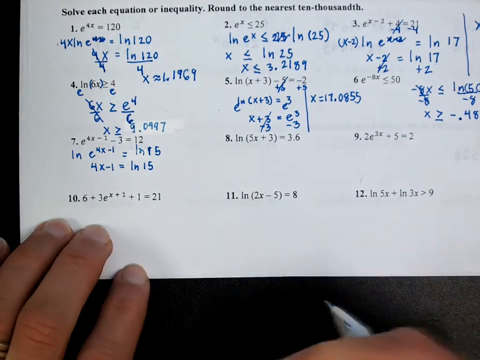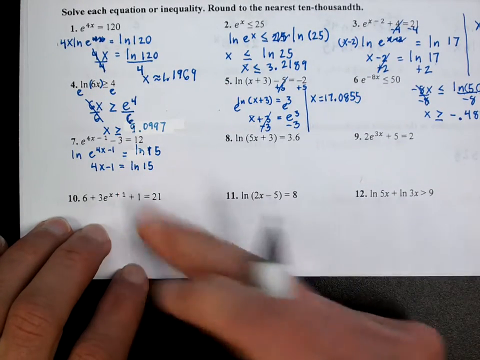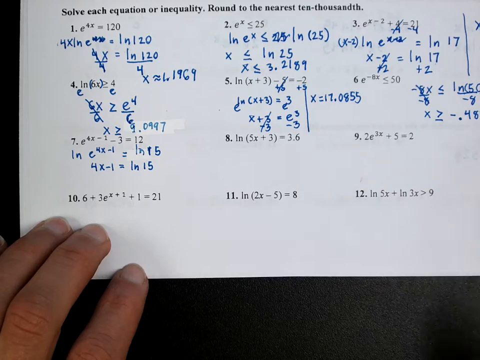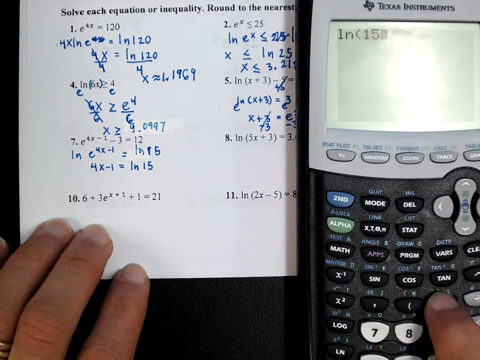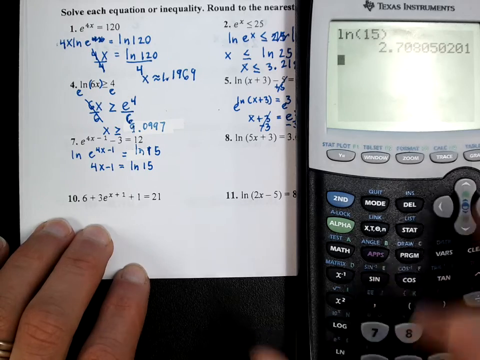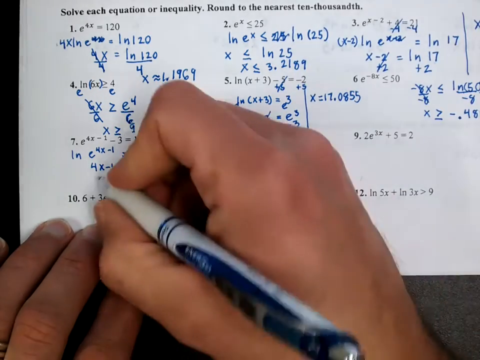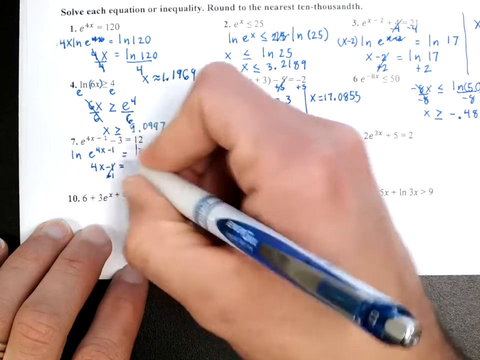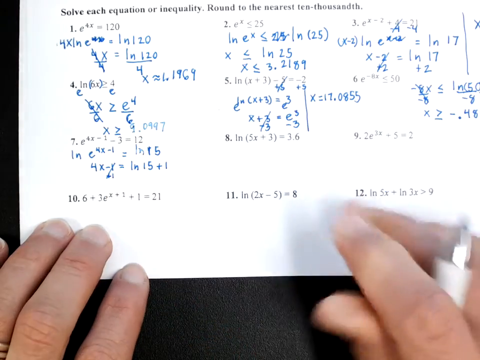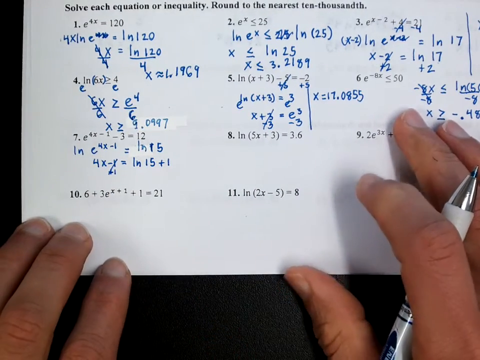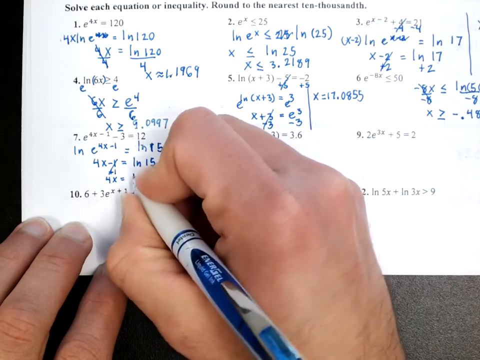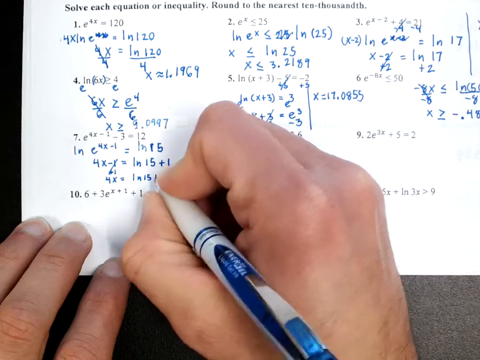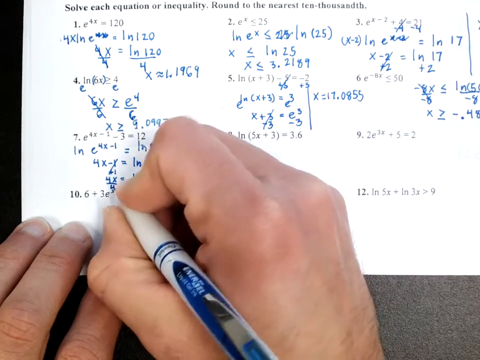So now it becomes like a linear function. Remember, natural log of 15 is just some number. If you want to come to your calculator and put natural log of 15, you can. It doesn't matter to me. But to solve this is the same. We're going to add 1 to this side, and then we're going to divide. We have 4x is equal to the natural log of 15 plus 1. We're going to divide this by 4.